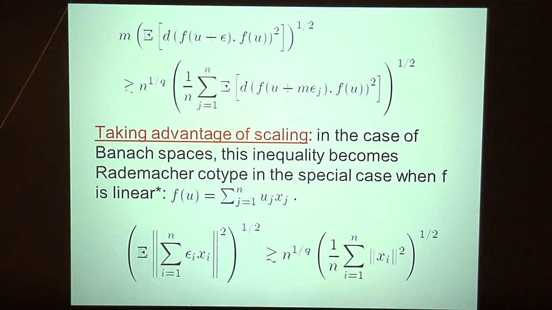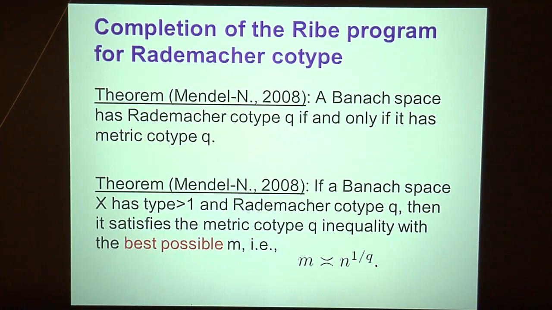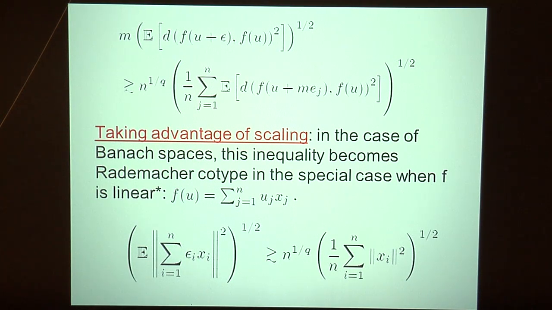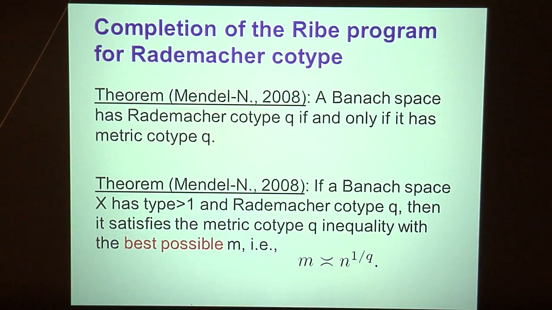Okay, so this is all legitimate. It's obviously an extension of linear cotype to metric spaces. But this is a completion of the Ribe program, because the main theorem is that a Banach space has Rademacher cotype q if and only if it has metric cotype q. So this was an inequality involving only distances, which is equivalent to the linear inequality. So this is exactly what we wanted to do in making Ribe's theorem concrete. So this finishes the Ribe program. As I said, with the Ribe program, first you have to reformulate things in terms of metric spaces, but then you have to show that it's good for something, and we'll see what it's good for.